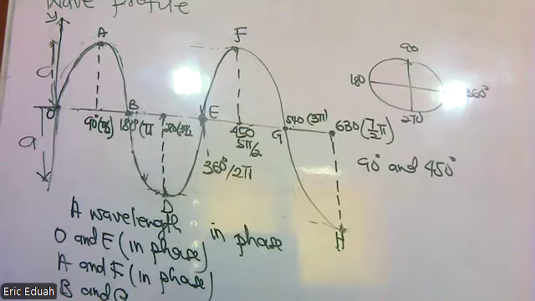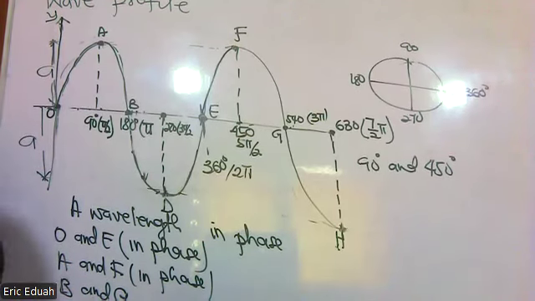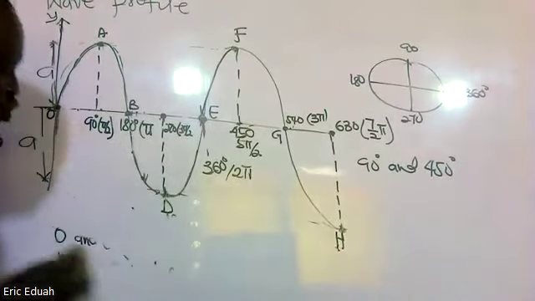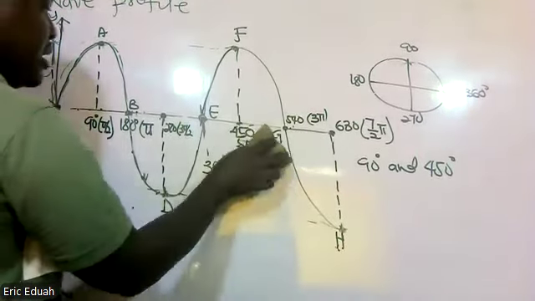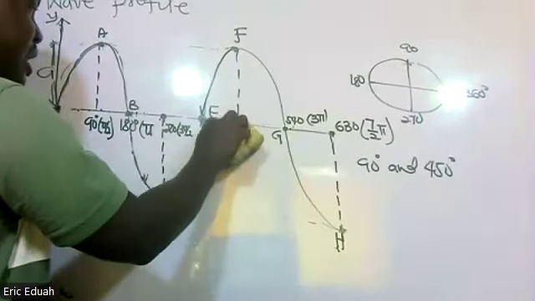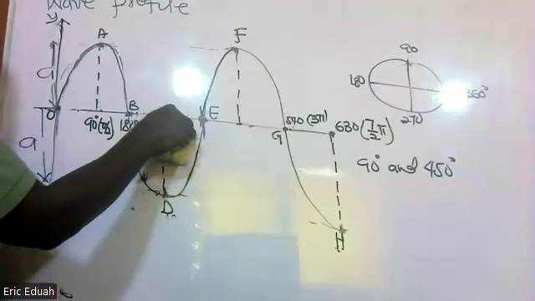Okay. So when we talk about wavelength of a wave, it's basically the distance between 2 points that are in phase. And when points are in phase, they occur at the same angle.